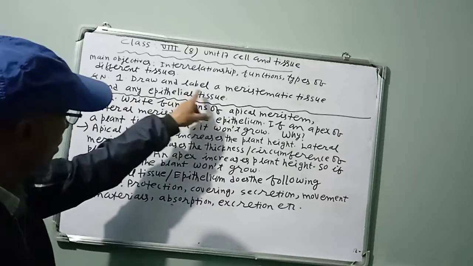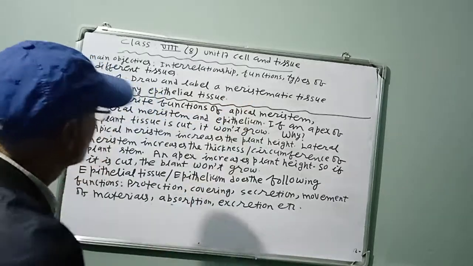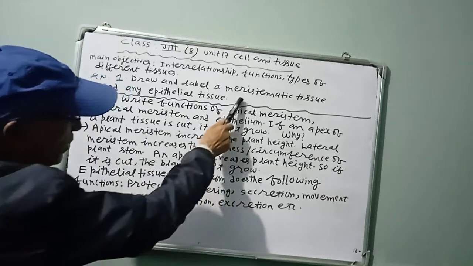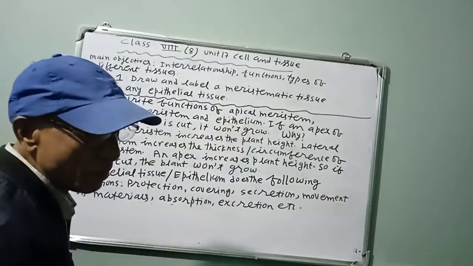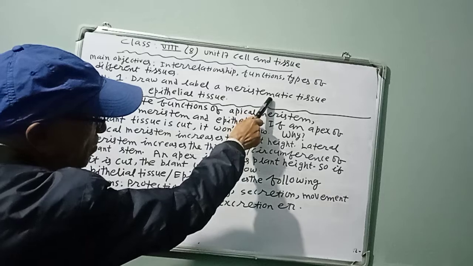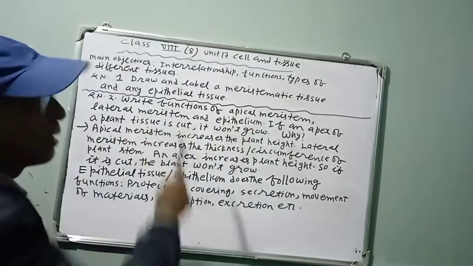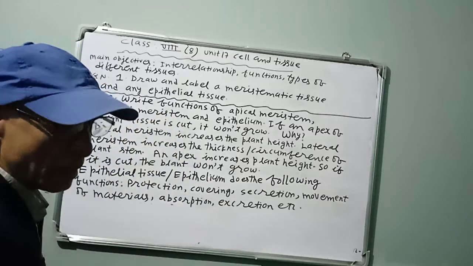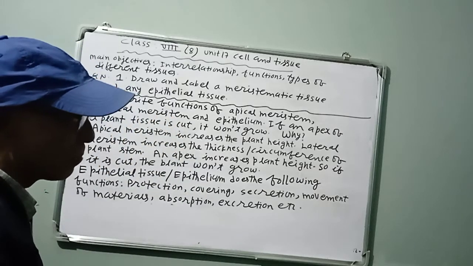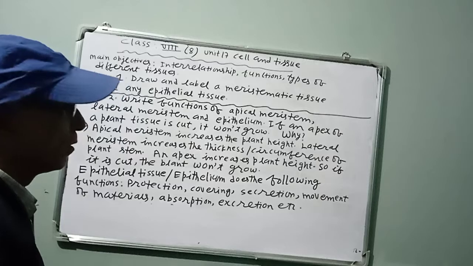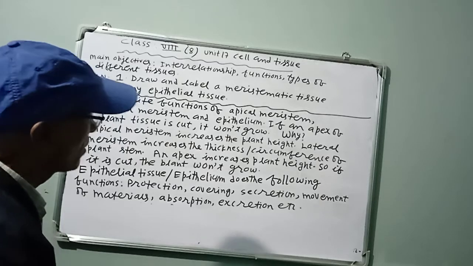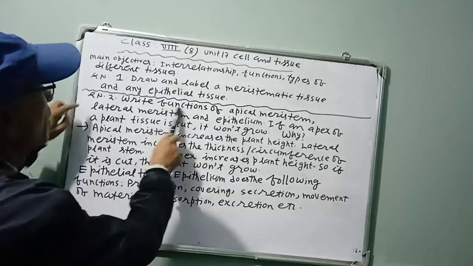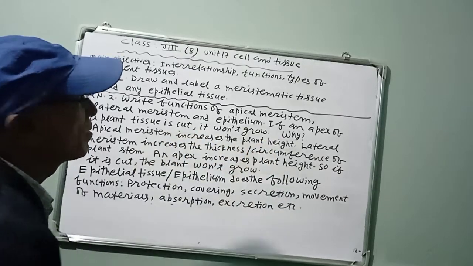Question number 1, draw and label a meristematic tissue and any epithelial tissue. You have to draw a meristematic tissue which is found in the plant tissue and any epithelial tissue. Any questions can be asked from epithelial tissue like pavement epithelium, cuboidal, columnar, glandular or stratified. Question number 2, write functions of apical meristem.